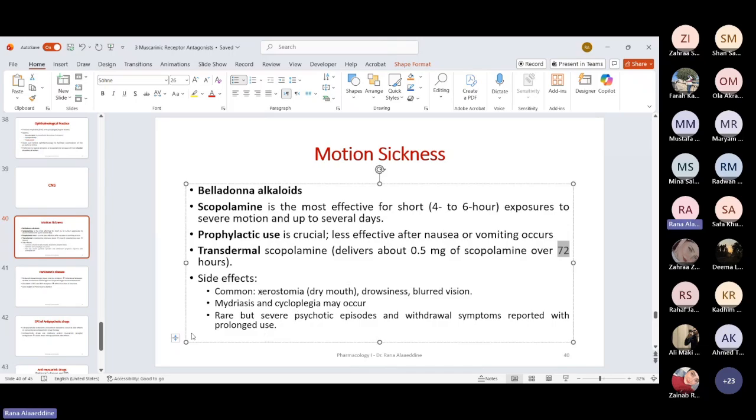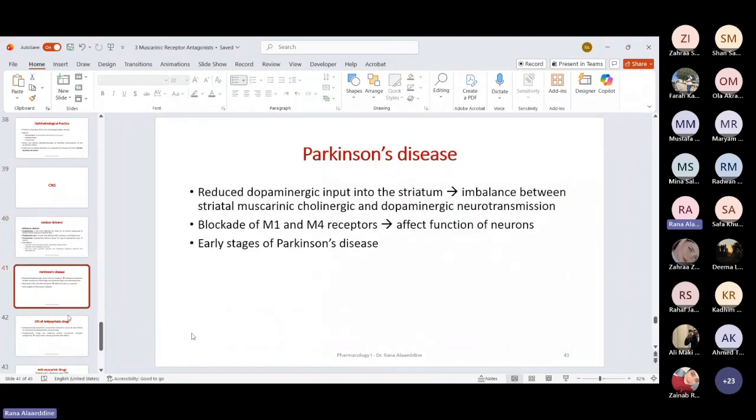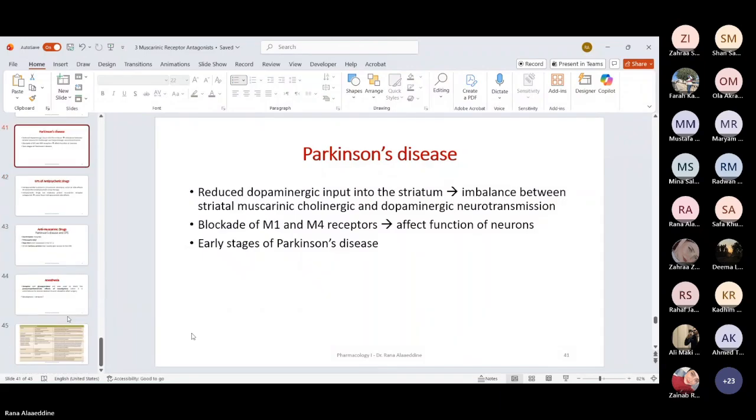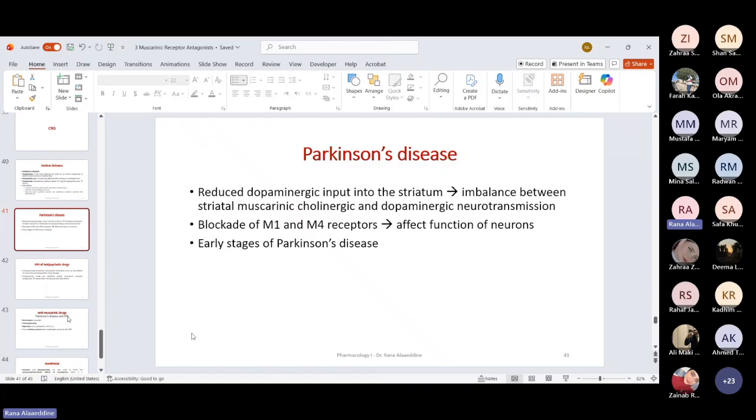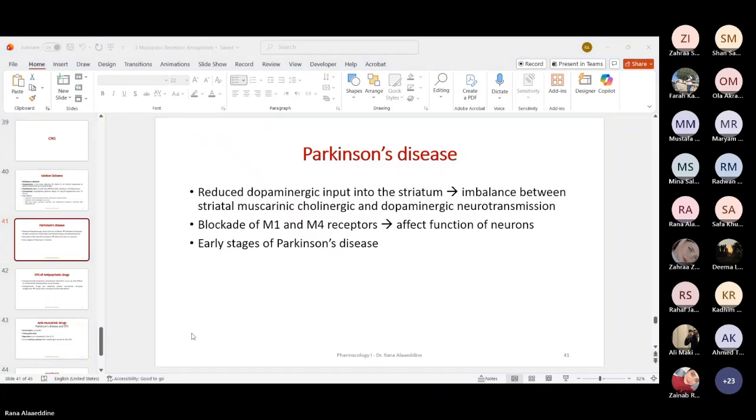Okay? Now, what are the side effects? Same all over again: dry mouth, blurry vision, drowsiness, mydriasis, all of the side effects that we previously mentioned. Do you have any questions? The motion sickness is also from the sea or a boat when you go? Yeah, same. 100%.